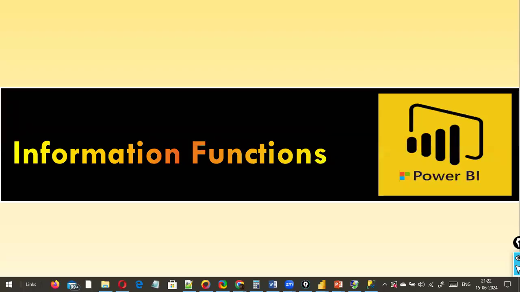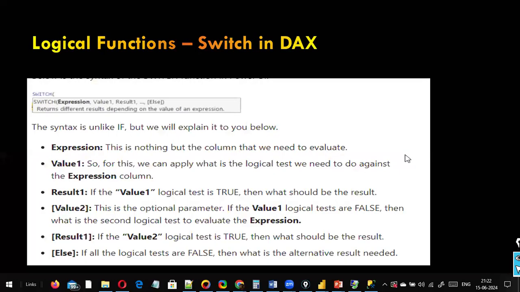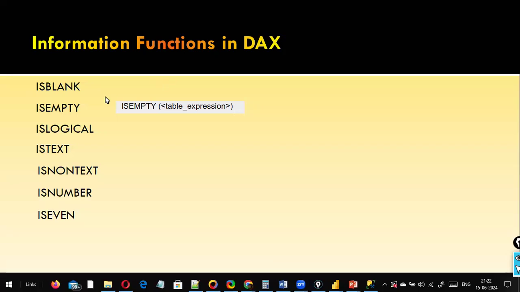We have something else called information functions. Using these built-in DAX functions, we can perform a check on whether the given column has any blank or empty values in it, and whether it is a logical value. For any given column, if you want to check whether it is a logical column, or a text or non-text data type, these information functions will help you.